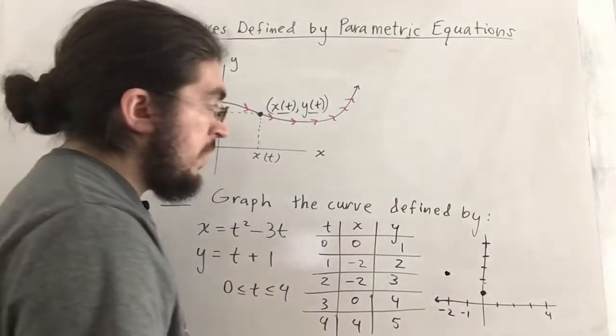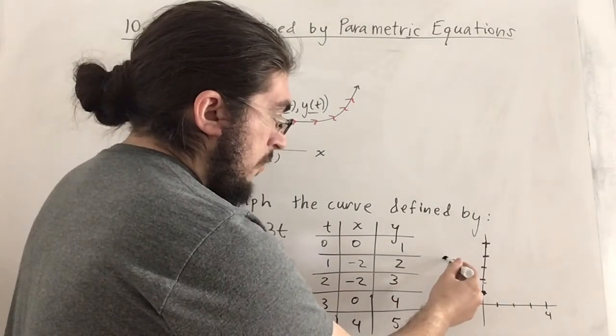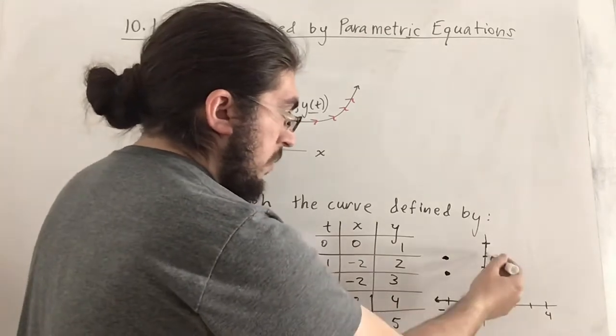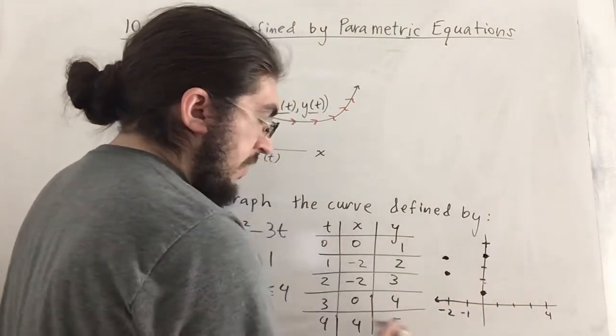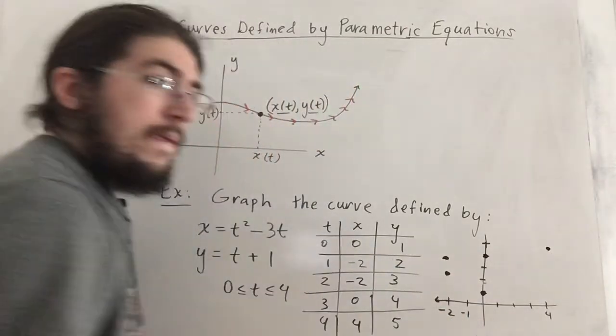Okay. And then negative 2, comma 3. Right above it, then 0, comma 4, which is over here, and then finally 4, comma 5. Okay, good.